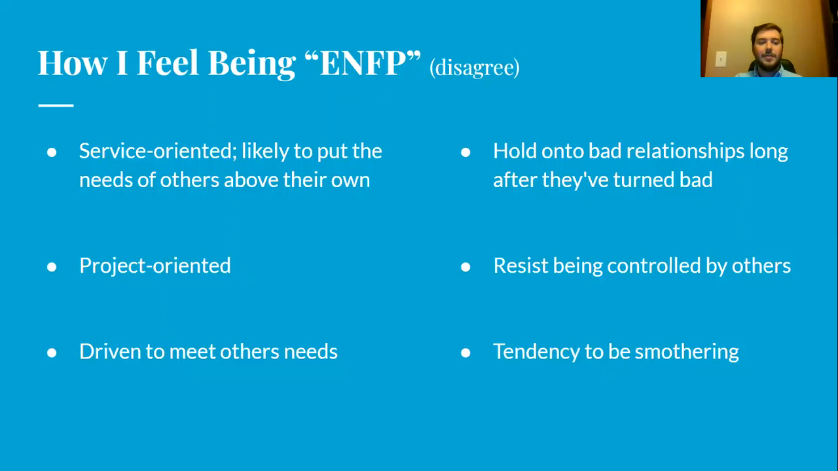Some things that I disagree with: unfortunately, I'm going to have to disagree with some of these, and they would be positive attributes, but I have to be honest with the way I feel about being an ENFP. So it says I'm service oriented, likely to put the needs of others above my own. Unfortunately, I do like to help others, but I have a sort of blind spot. I often find myself thinking, okay, now they owe me one, or okay, what can I get out of this? And always kind of feeling like something's a trade-off rather than just wanting to help someone, unfortunately.